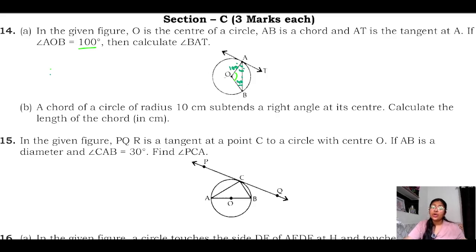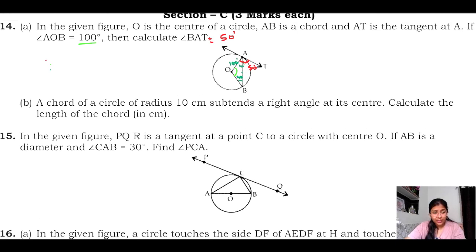Very easy question. OA and AT are perpendicular to each other because radius and tangent are perpendicular to each other. Part of that whole angle measures 40 degrees. So the remaining will be 50 degrees, because the total angle is 90 degrees. Therefore, angle BAT is equal to 50 degrees. Okay, learners, this is clear. Now move to the next question.